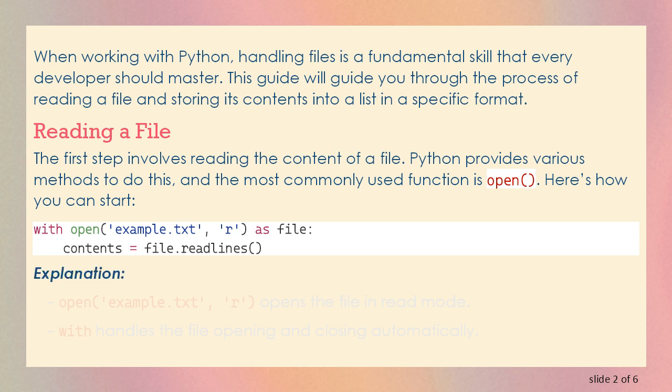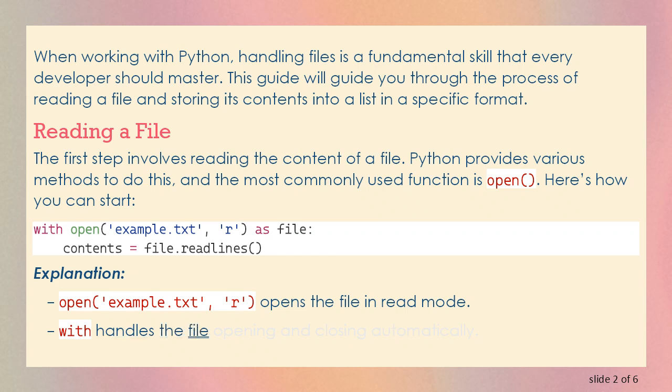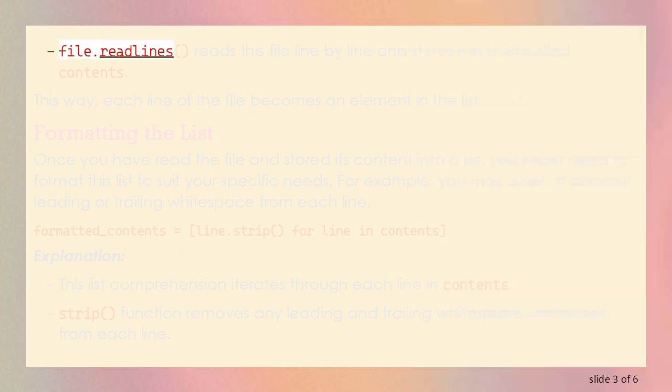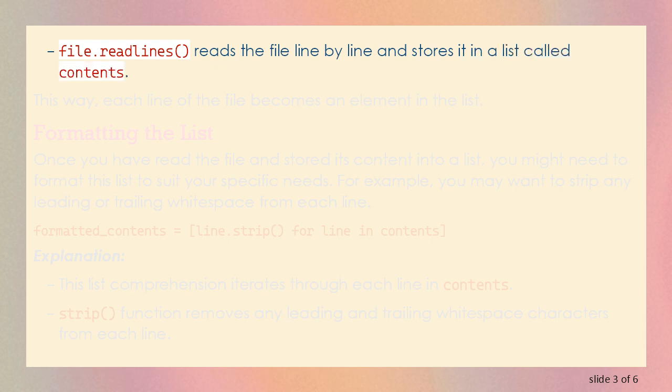Explanation. open('example.txt') opens the file in read mode. with handles the file opening and closing automatically. file.readlines() reads the file line by line and stores it in a list called contents. This way, each line of the file becomes an element in the list.